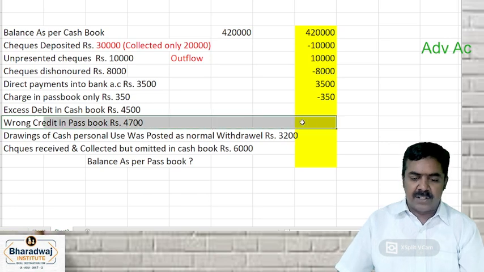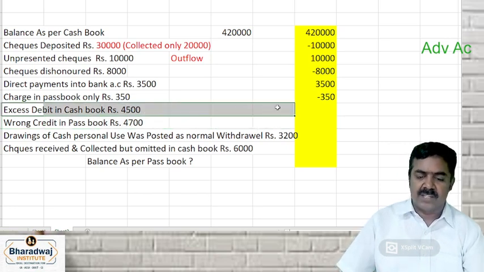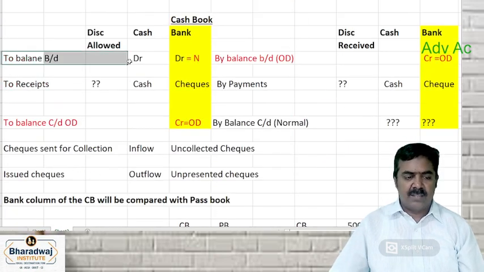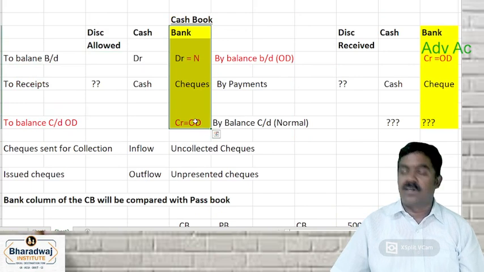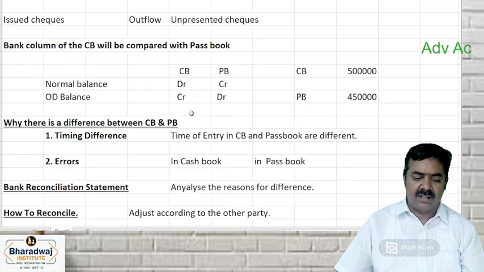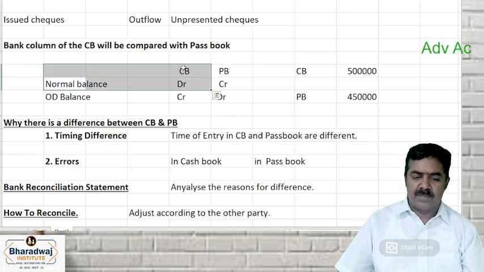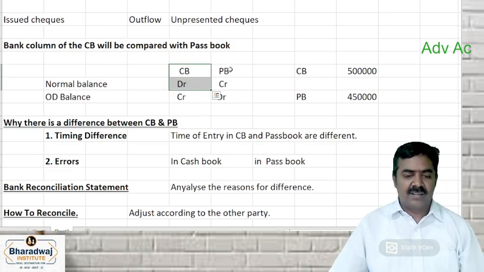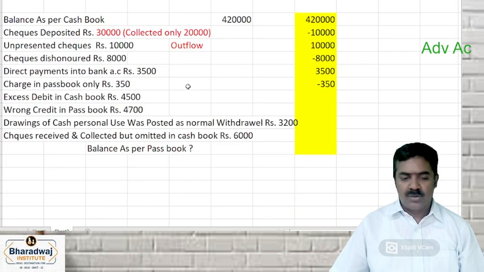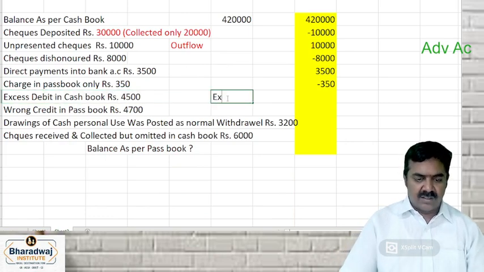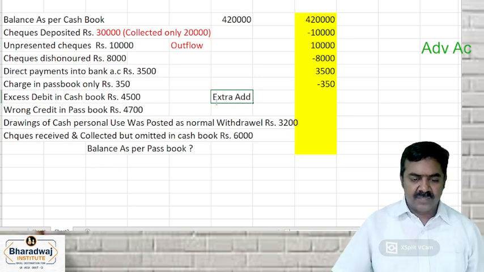Wrong credit in passbook. Sorry, excess debit in cash book. What do you mean by debit in cash book? Is it the deposit side or the withdrawal side? Cash book debit side means we are adding. Normal balance as per cash book is a debit balance. Debit side means we add in the cash book, credit side means we reduce in the cash book. So what have we done? Excess debit in cash book, that is, we have added extra in the cash book.